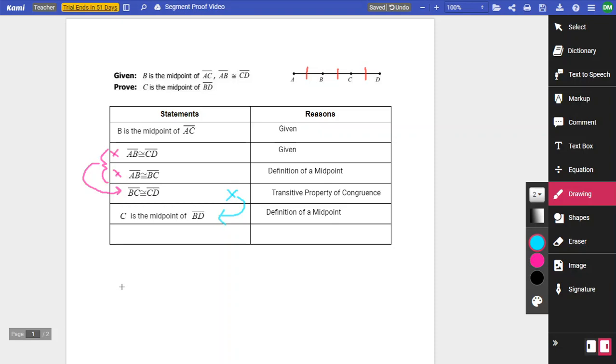And that's it. I started with my given information. I ended with what I was trying to prove. Everything flowed downwards, and I'm done with the proof. So it takes a little bit of time. It takes a little bit of practice, but you can get it. All right, let's do one more of these.